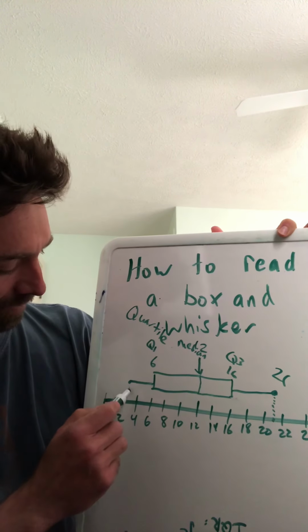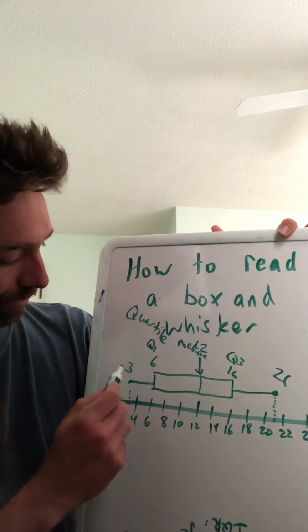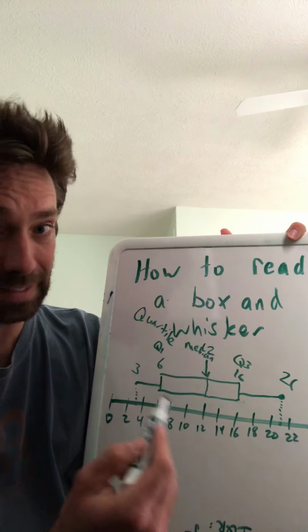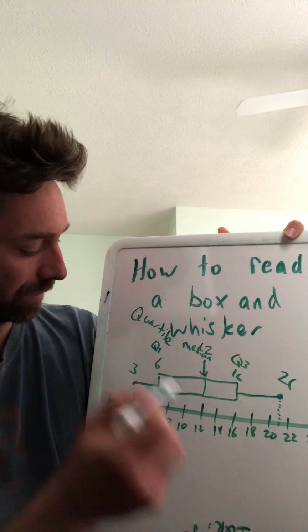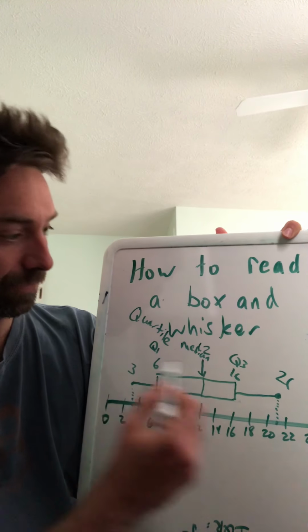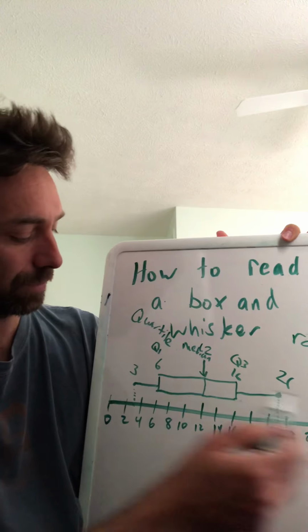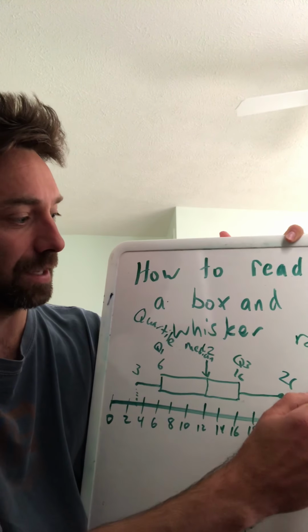And then same thing over here. If I follow straight down, I counted by 2's down here. So this must be a 3. So I can look at this and I can see the biggest number is 21, the smallest number is 3, my median is 12, and I can also figure out what the range would be, because we know the range is the biggest minus the smallest. So 21 minus 3 would give me 18.